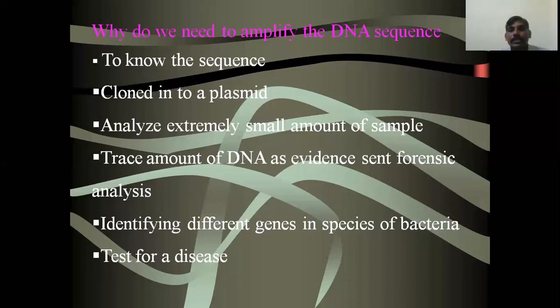Identify different genes in species of bacteria. A genus of bacteria contains different species, and these species produce several types of antibiotics. So what are the differences in the genes? We can easily conclude by this PCR technique, and test for a disease also. So that's why we need to amplify the DNA sequence to carry out the research process.